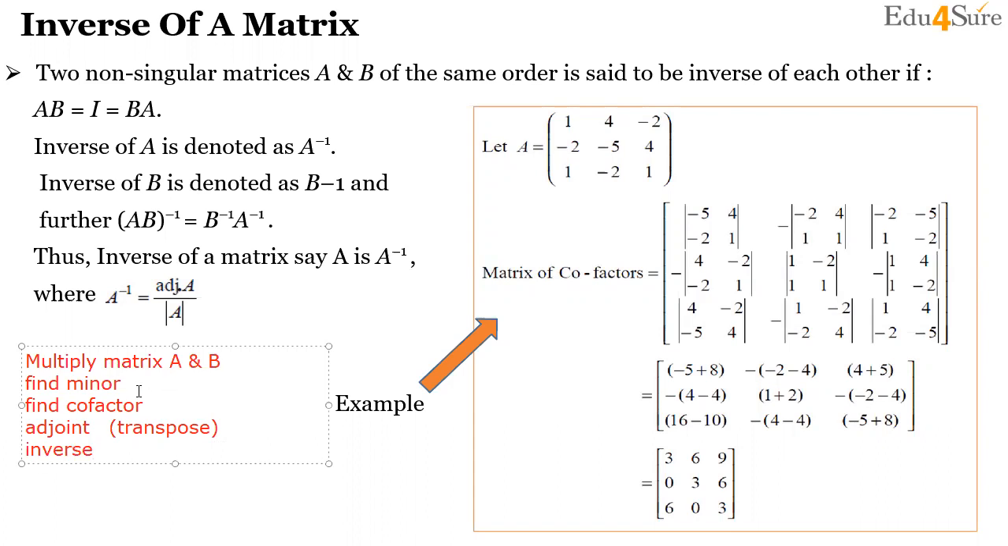So this is the step of finding. First you multiply A and B. I'm talking about AB here. But if you are working on a single matrix A, then you just find the minor first, then the cofactor, then the adjoint, and then divide the whole resultant you obtain from the adjoint by the determinant of that matrix. In this case you divide it by the determinant of AB, so then you can correlate it with the identity matrix. In this way we find the inverse of a matrix.